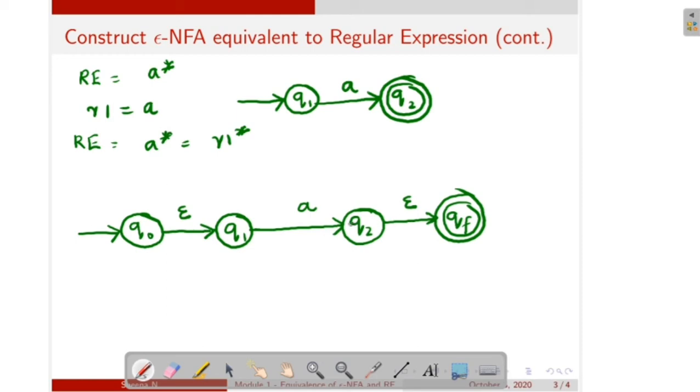Okay, to convert this into A star, there is an epsilon transition from Q2 to Q1. So when it reaches Q2, then by epsilon transition again it reaches Q1. Again it can accept A. Okay. So star means 0 or more occurrences, so it should accept epsilon also. For this there is a transition from Q0 to QF over the alphabet epsilon. So it can accept epsilon also.